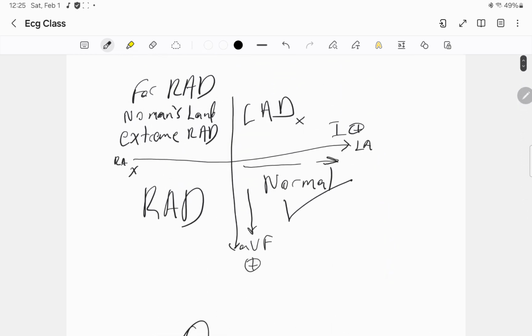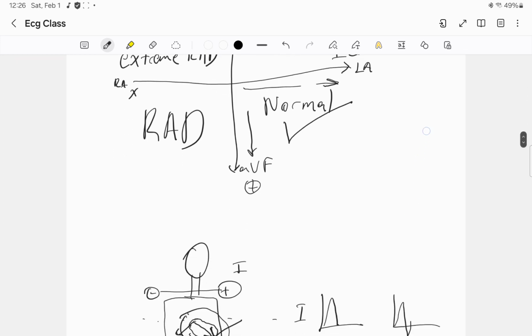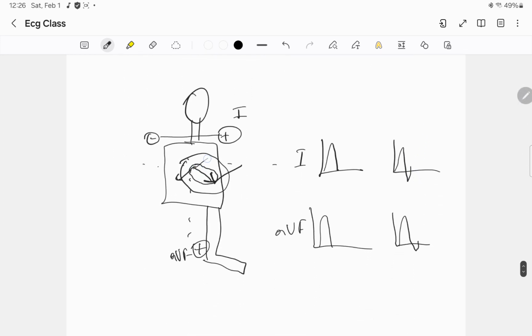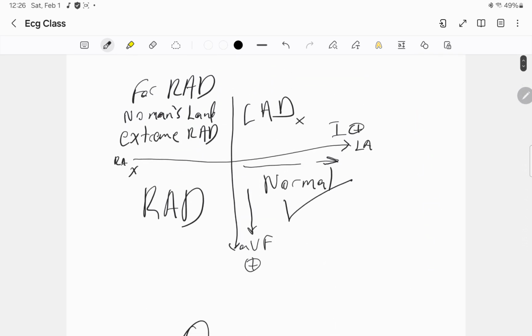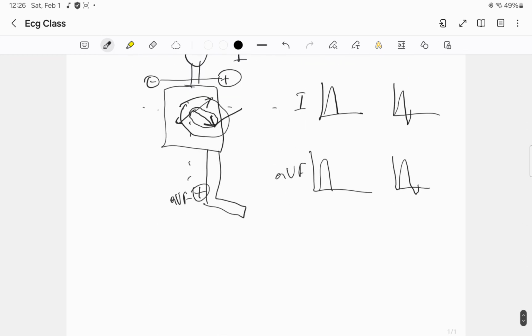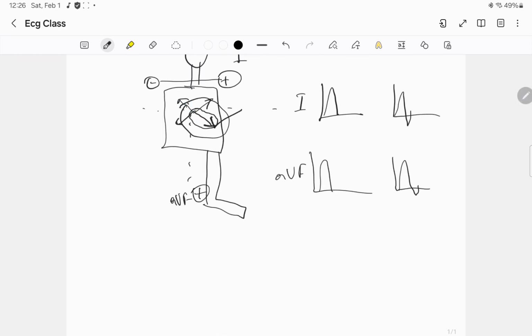Likewise, if you have a left axis deviation, it means the impulse is going towards the left side but upwards. So it's going towards lead 1 but away from lead AVF, like that. And finally, if an impulse is going towards extreme right axis deviation, it will be going both away from lead 1 and away from AVF, like this, right?